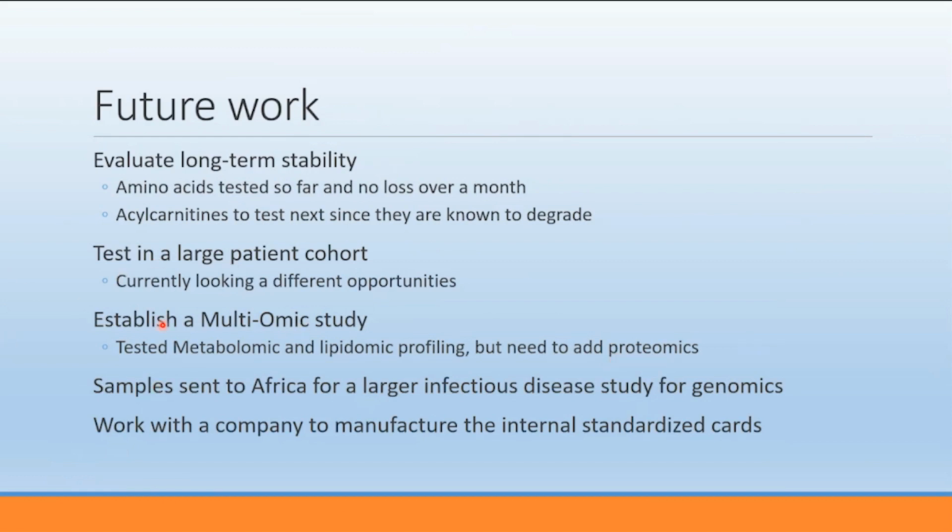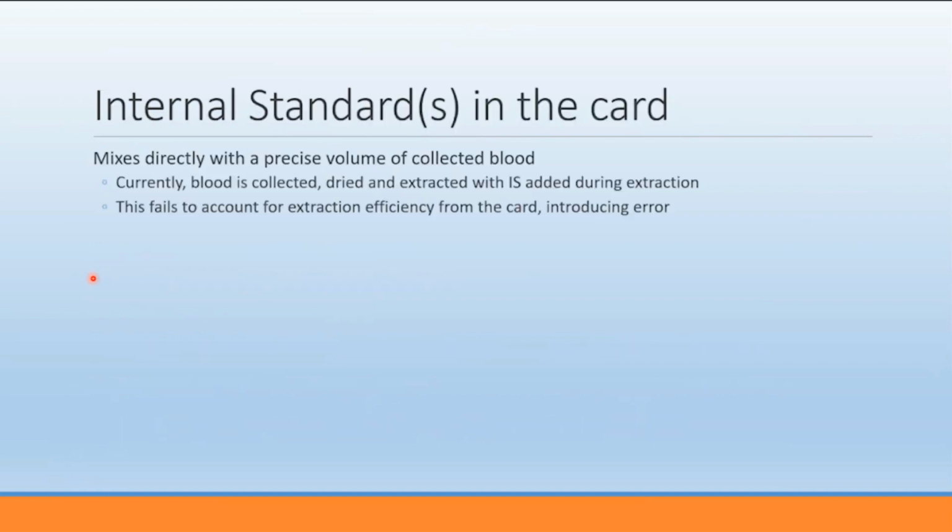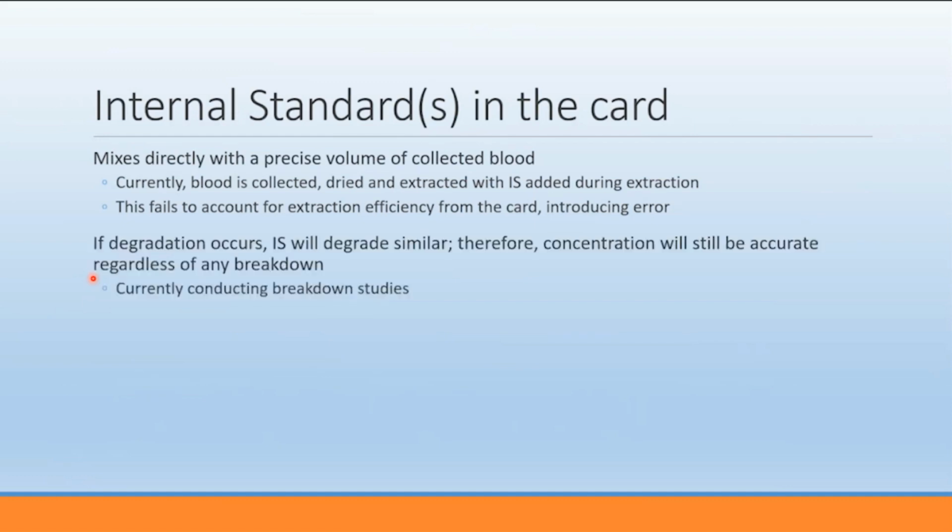We have a lot more future work to do with this, primarily starting with a larger patient cohort, looking at multiomics with this kind of approach, and then collecting samples in remote locations to look at this internal standardization process. So the internal standard in the card mixes with blood at the time of collection, which is very precise and it allows you to account for extraction efficiency. It also accounts for potential degradation, because the degradation would occur to the internal standard as well.